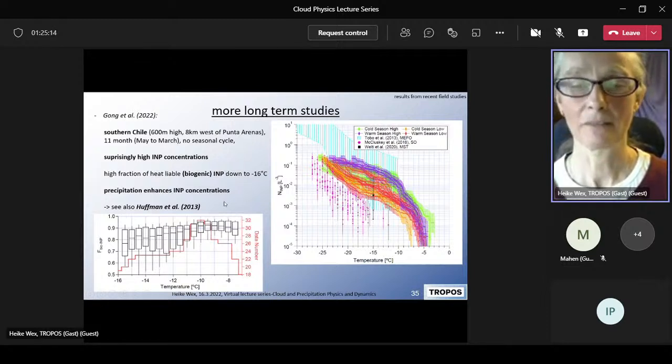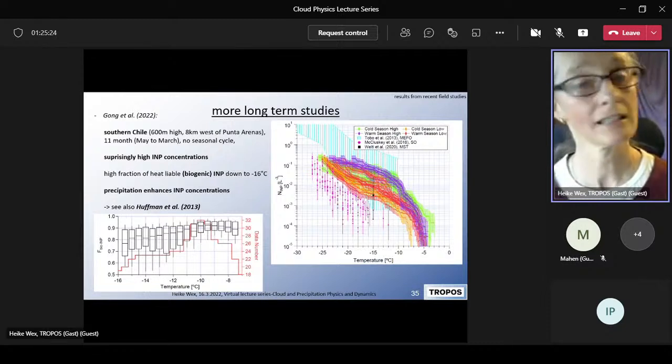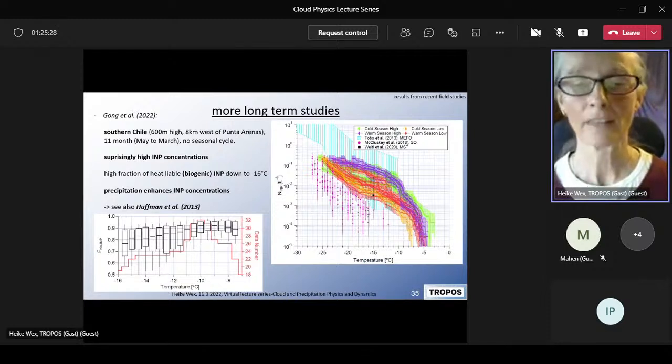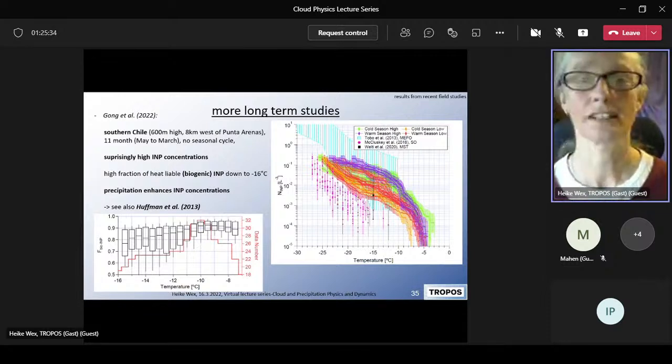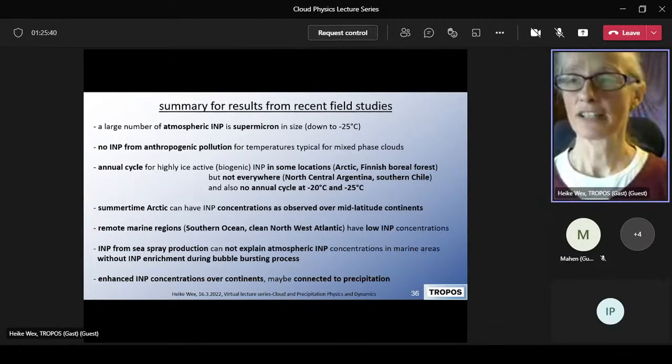And then I remembered that I read that a long time ago in a paper by Huffman et al., who found that already for a forest area in the US. Also, INP and bacterial or microorganism enhancement in the atmosphere in general during rain and high relative humidities. That could hint to a source or to times when emissions take place. So, summary for results from recent field studies.